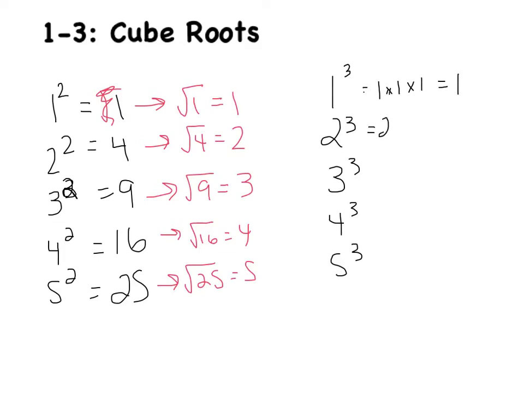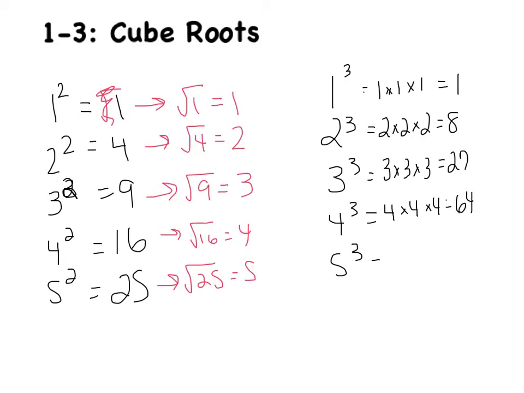2 cubed would be 2 times 2 times 2, which equals 8. 3 cubed would be 3 times 3 times 3, which equals 27. 4 cubed is 4 times 4 times 4, which equals 64. And 5 cubed equals 5 times 5 times 5, which equals 125.